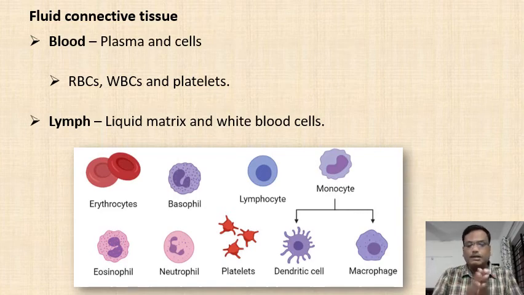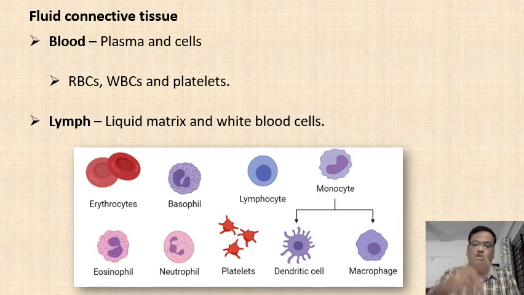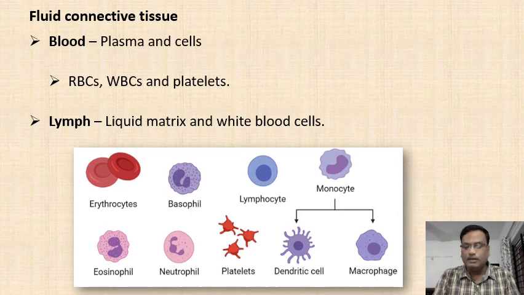As far as composition is concerned, lymph is almost similar to blood, and you don't find RBCs in the lymph. That is the main difference. Otherwise, whatever is present in the blood, all those chemicals, cells, etc., are found in the lymph.